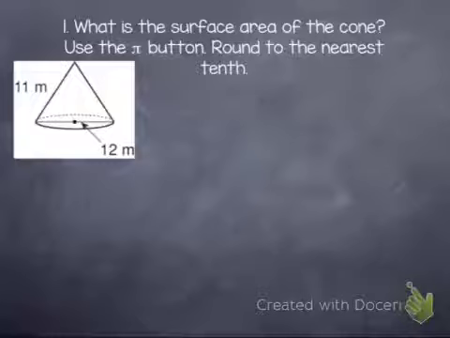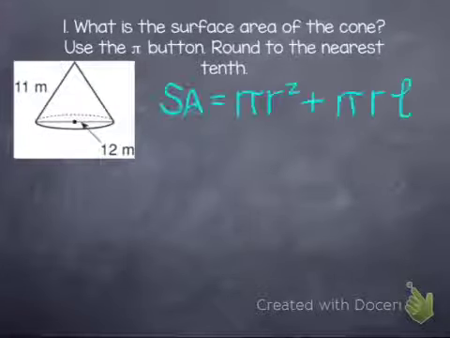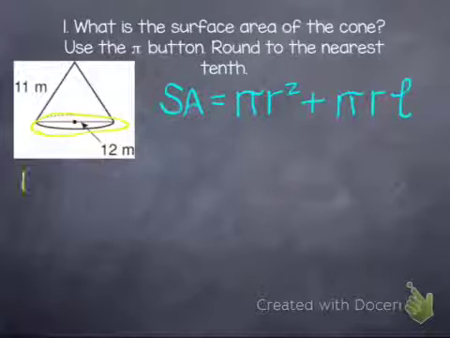So the first thing that we need is, of course, our formula to find the surface area of a cone, which is pi r squared plus pi r lateral height. So there's our formula. The next thing we need to do is come over to our image and find our radius. They haven't given us radius, they've only given us diameter.